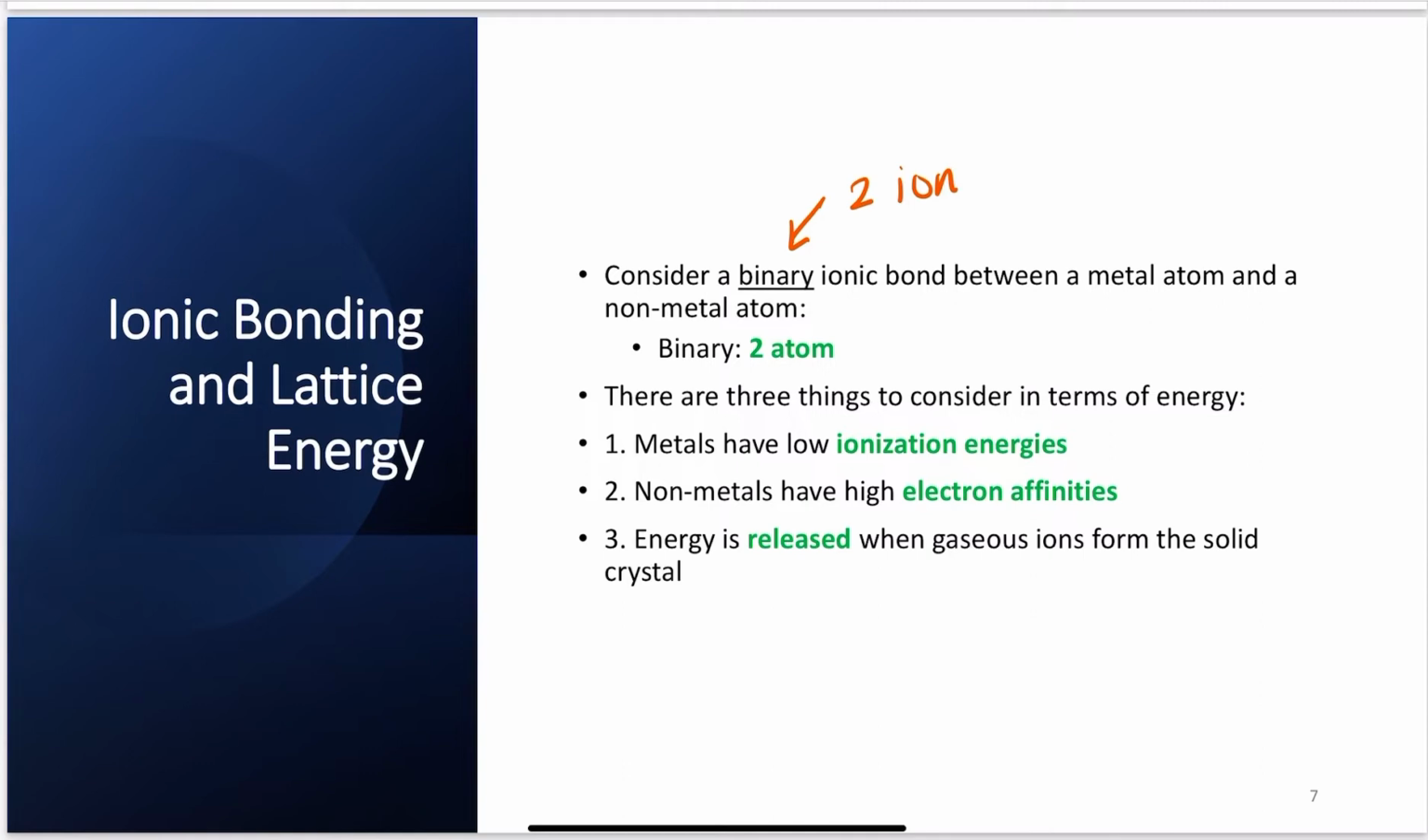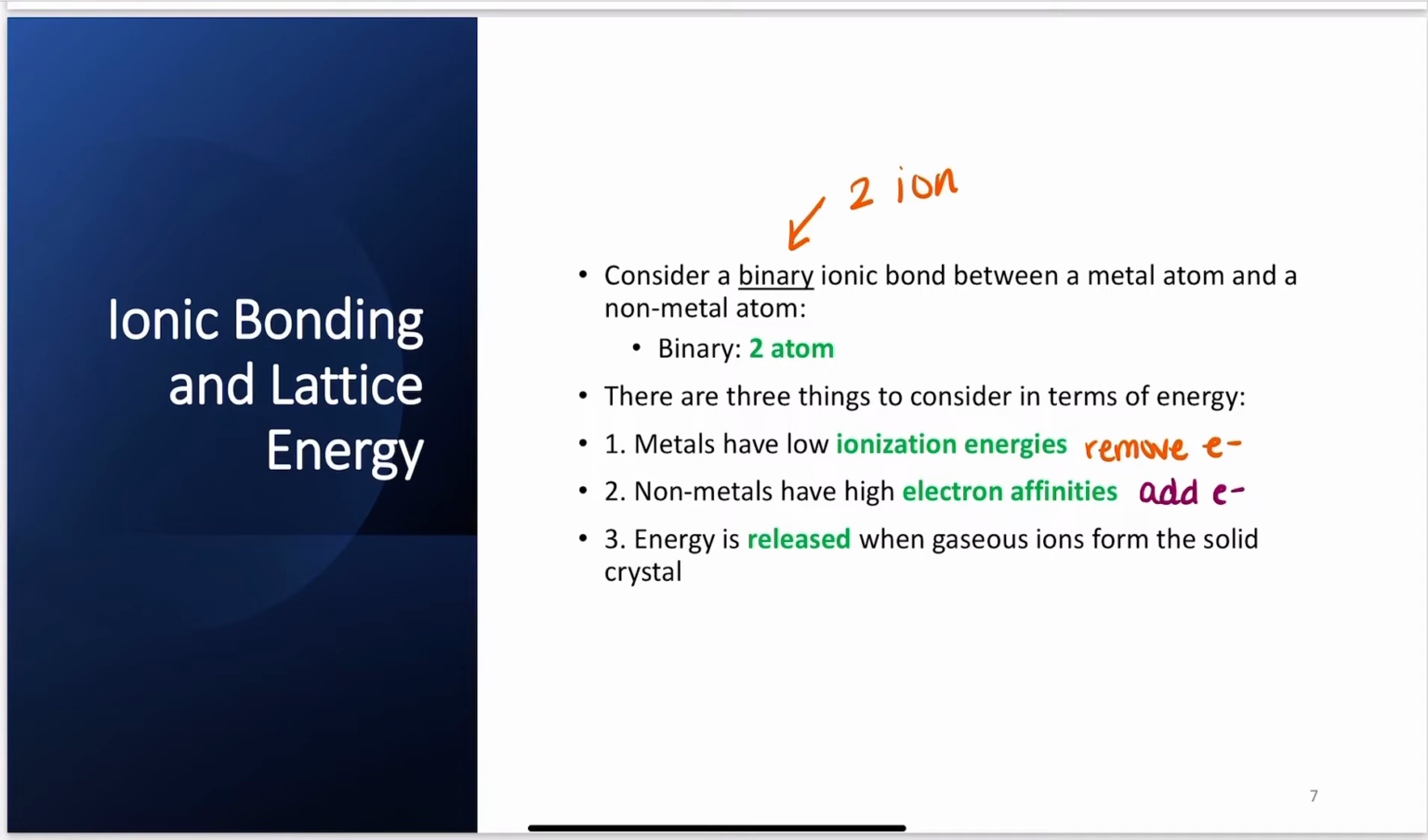Nonmetals have high electron affinities. Electron affinity, so ionization energy removes electrons. Electron affinity adds electrons. Electron affinity is the energy required or paid by an atom to add an electron to an atom in a gaseous state. So nonmetals, electron affinity, how much do they like an electron?